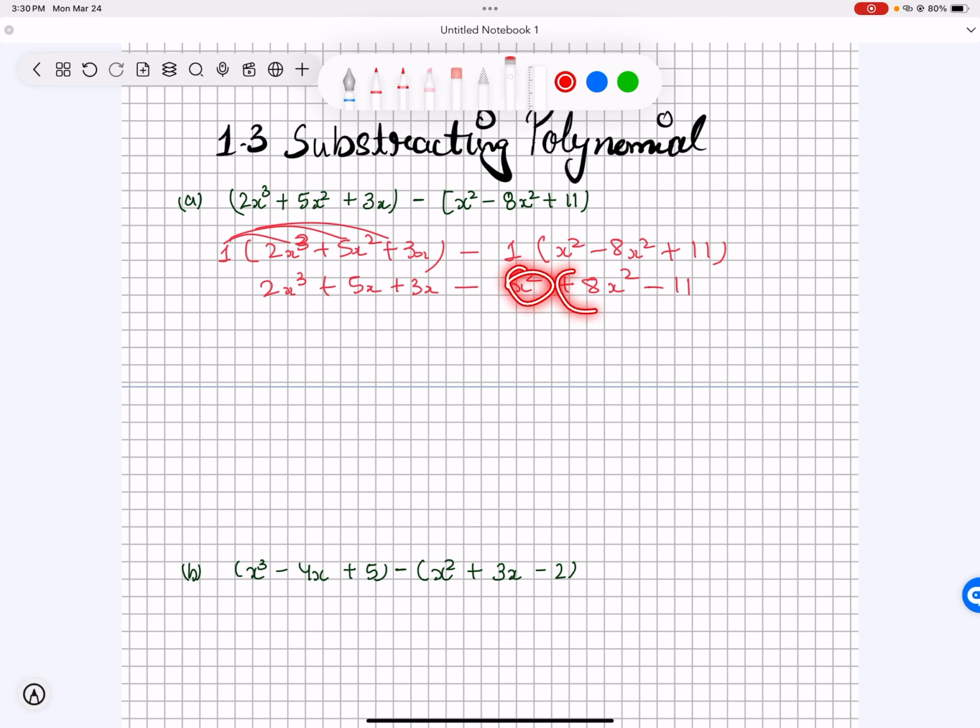Wait, this is x squared and x squared. So this is going to be, we keep the 2x cubed, plus 5x plus 3x gives us 7x, minus, we have x squared minus 8x squared gives us 7x squared minus 11. So that is our answer for this question.